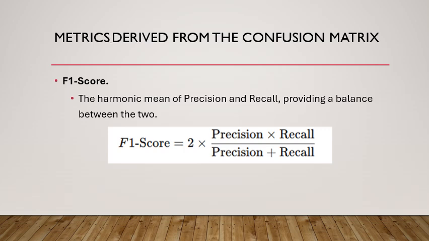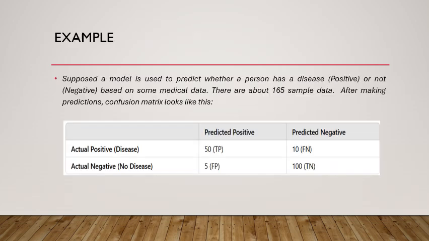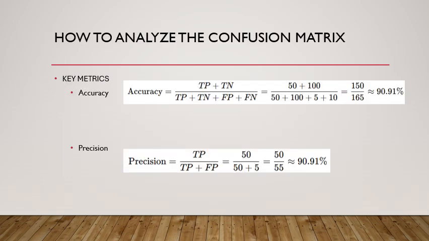So let's put this in an example. We have here a given example. Suppose a model is used to predict whether a person has a disease or not. So we are just going back to our first example a while ago. There are about 165 samples. After making predictions, your confusion matrix looks like this. This is where we are going to evaluate this confusion matrix. So first, let's interpret our table. We have 50 true positive, 5 false positive, 10 false negative, and 100 true negative.